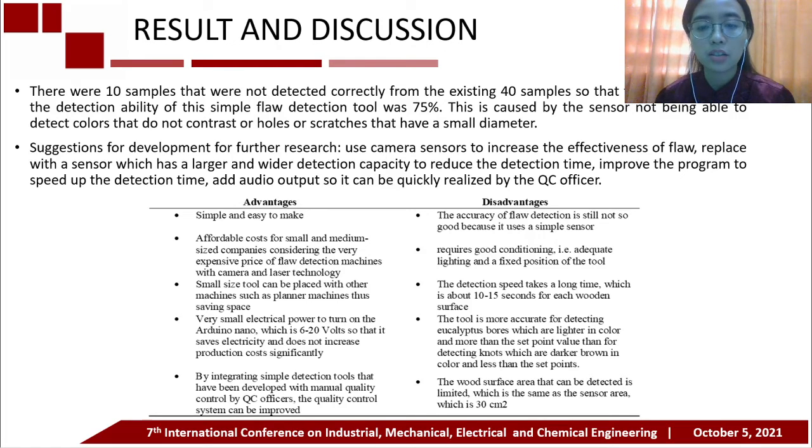And the disadvantage of this tool is the accuracy, and then it requires good conditions, and the detection speed takes a long time. And the tool is more accurate for lighter wood, but not the darker one. The wood surface area or capacity is also limited, which is 30 square centimeters.